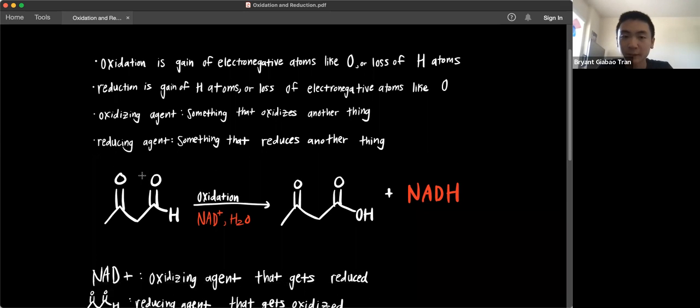So for example, in this problem here, we have a ketone and an aldehyde. We want to oxidize this aldehyde into this carboxylic acid because we see that the carbonyl carbon is gaining an electronegative atom bond like oxygen in this case, and losing this hydrogen bond over here.